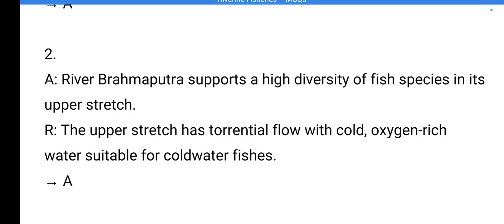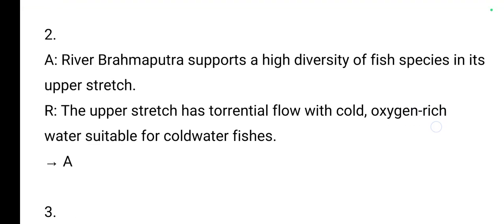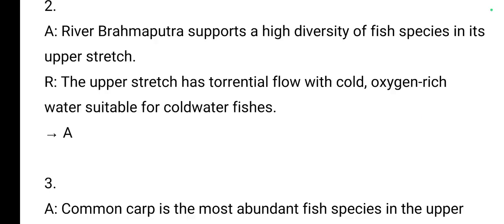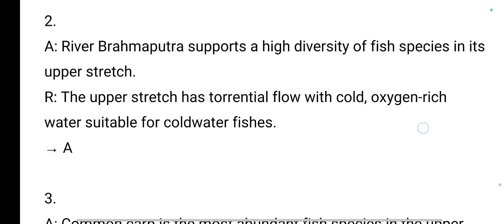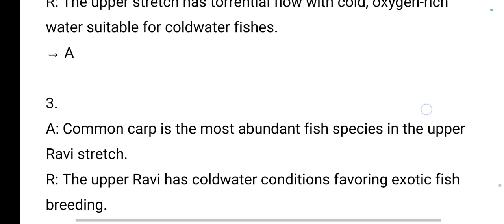So next is, River Brahmaputra supports a high diversity of fish species in its upper stretch. The upper stretch has torrential flow with cold, oxygen-rich water suitable for cold water fishes. So again, both are correct and it is the correct explanation.